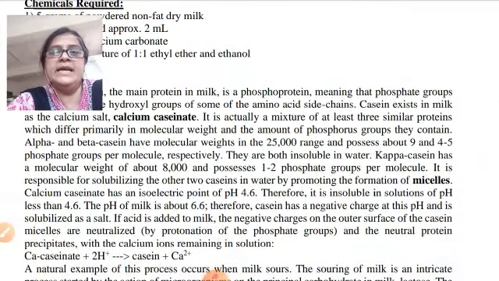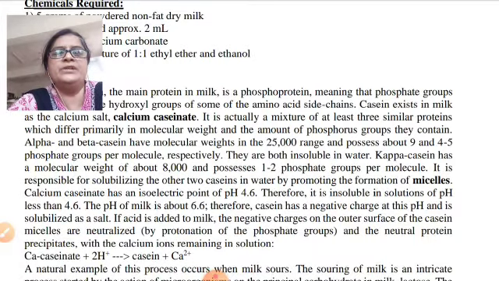Calcium caseinate has an isoelectric point of pH 4.6. Therefore, it is insoluble in solutions of pH less than 4.6. The pH of milk is about 6.6. Therefore, casein has a negative charge at this pH and is solubilized as a salt.